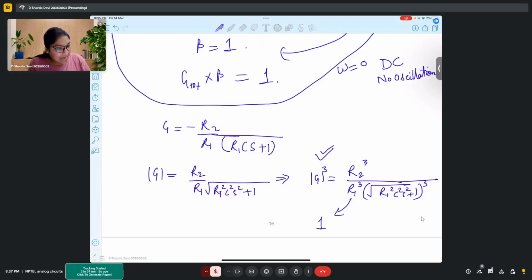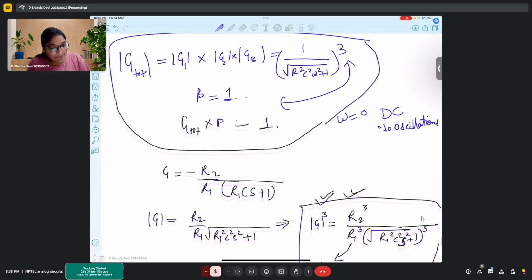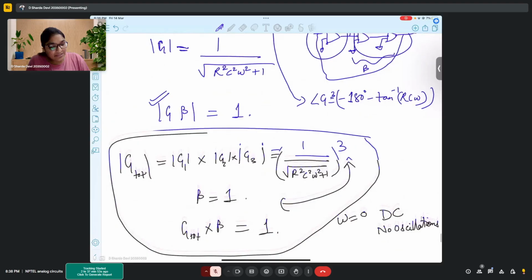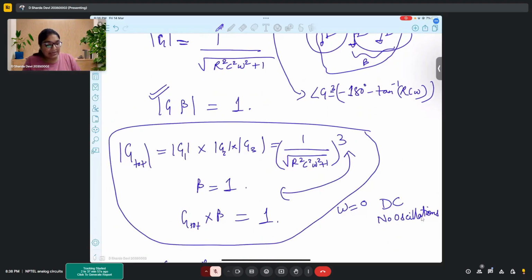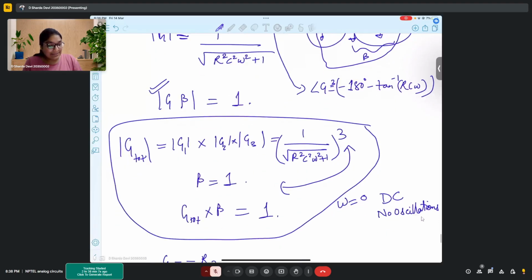So in this particular case, when R1 and R2 are different, there is a possibility that for some combination we can get mod G cubed as 1, if R2's value and omega are selected in such a way that this is satisfied. So there is still a possibility of getting oscillations for different R1 and R2. But in case of the same R1 and R2 equal to R, from the gain perspective we will never be able to satisfy the Barkhausen criteria. That's why this circuit will never oscillate. That is the idea.